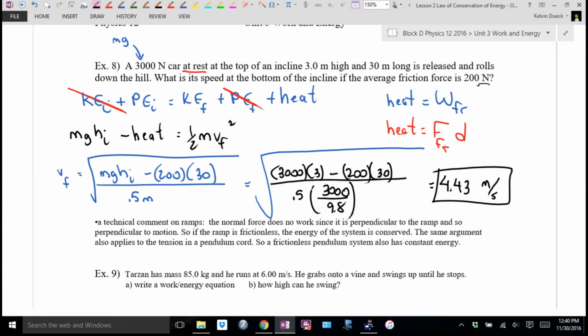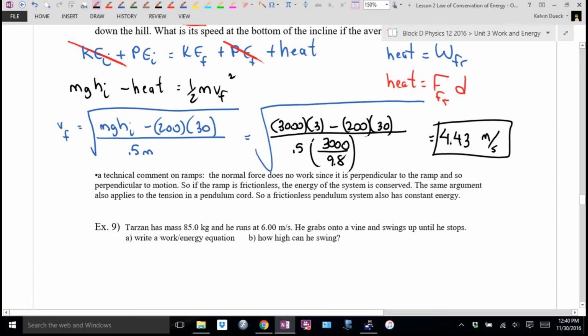Little technical comment on ramps. You'll notice, although there is a normal force on a ramp, it doesn't show up in my work or energy equation, and that's because the normal force is always 90 degrees to the distance. Remember we said that work was force times distance times the cosine of theta if they were at angles, and the cosine of 90 is 0. So I wrote here, the normal force does no work because it's perpendicular to the ramp, perpendicular to the motion. So if the ramp is frictionless, energy is conserved. If we have friction, whatever is left went into heat.